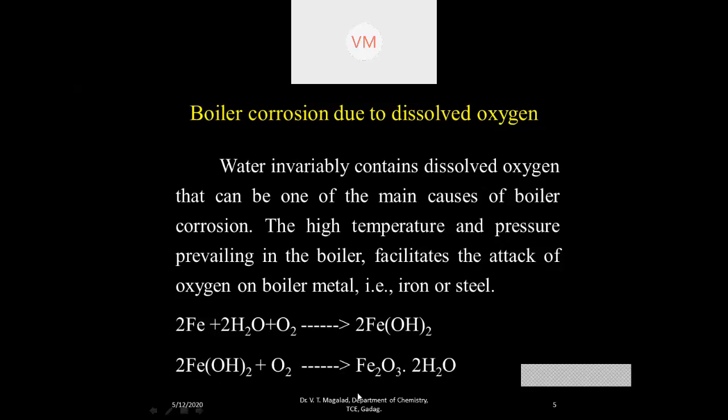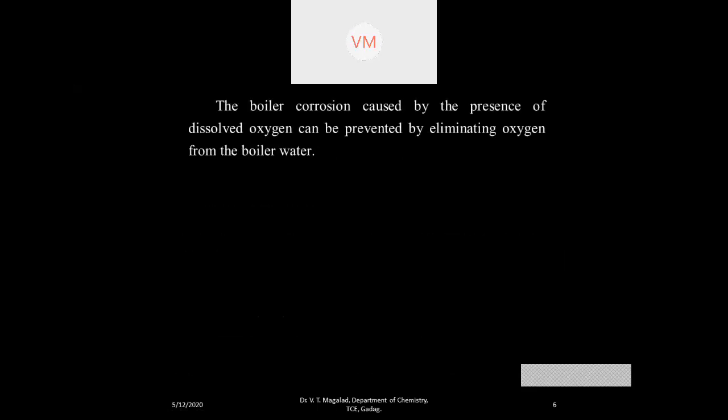This is how dissolved oxygen in the water affects the boiler and leads to corrosion. You have understood that it turns into iron hydroxide, and further oxidation leads to iron oxide. Thus the boiler gets corroded. Then, how can one eliminate this boiler corrosion due to dissolved oxygen?